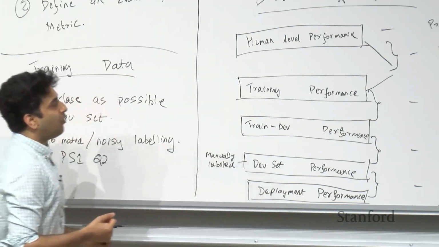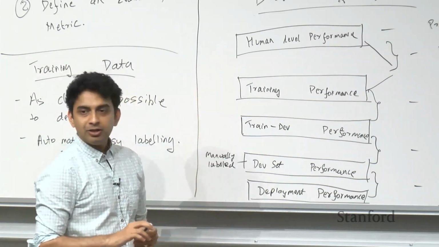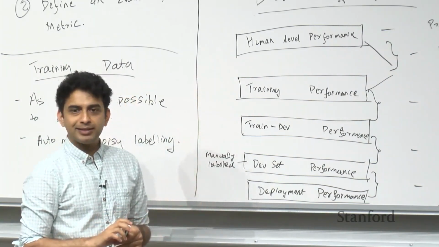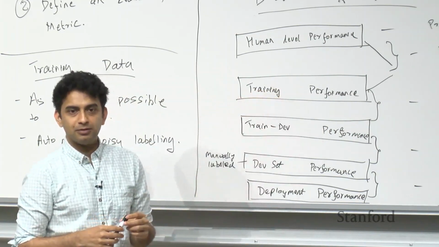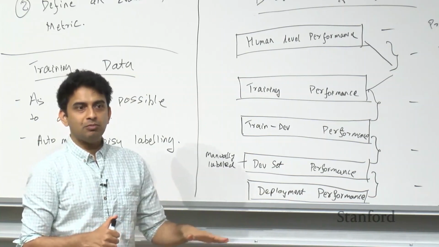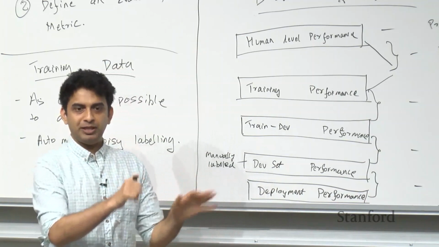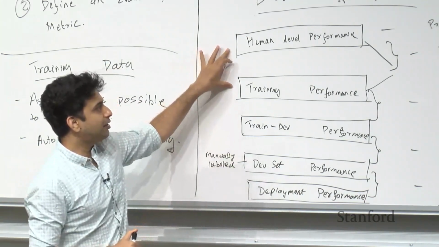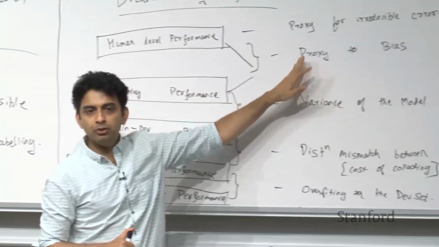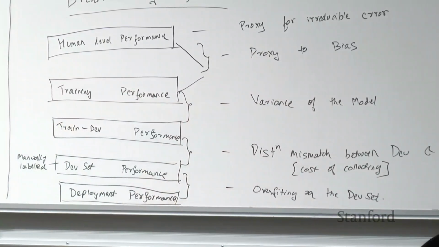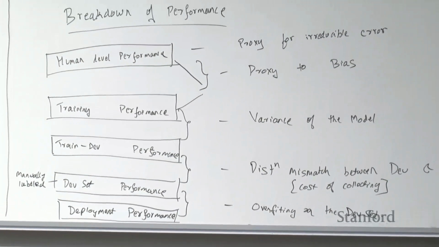Now, what if the human level performance is pretty good? It's within an acceptable range, but your training performance is low. Your training error is high. But when you asked a human to perform the labeling or the prediction, it was pretty good. What does this represent? It represents your model probably has high bias. And what do we do to address high bias? Increase flexibility of the model.